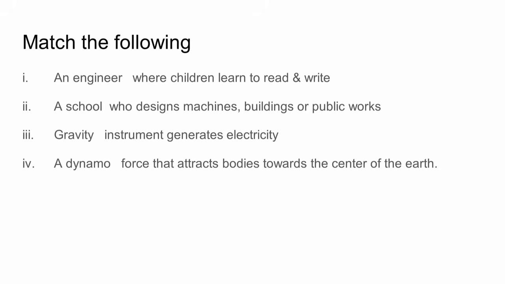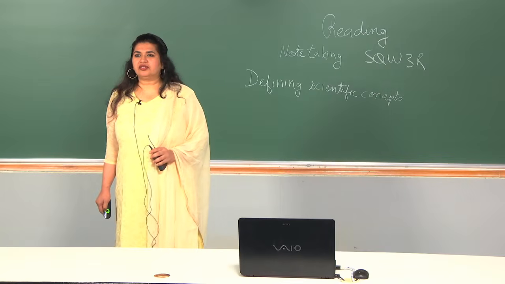Gravity is a force that attracts, so it is a force, remember. So, that is the general class, and what does it do? It attracts bodies toward the center of the earth, and likewise a dynamo is an instrument. It is an instrument, the general class, that generates electricity. This is the way we give definitions.